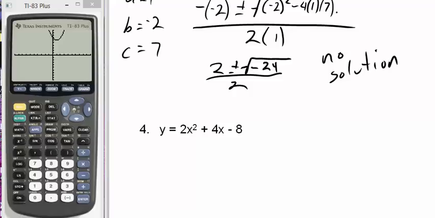So if the discriminant is negative, it's no solution. Another thing that didn't come up on one of these, but if the discriminant is 0, then there's only one solution. It'll be touching the x-axis. All right, so you can finish up the rest of them.